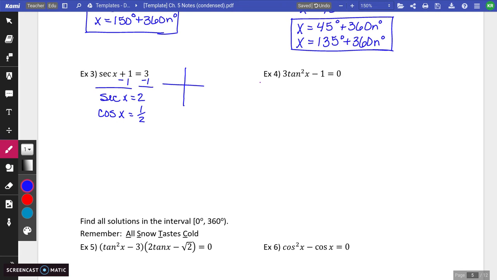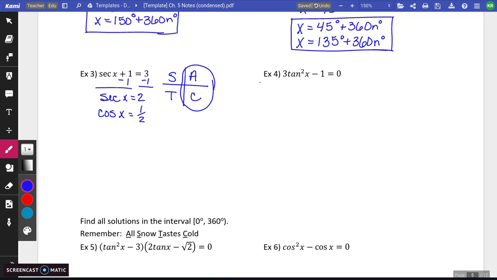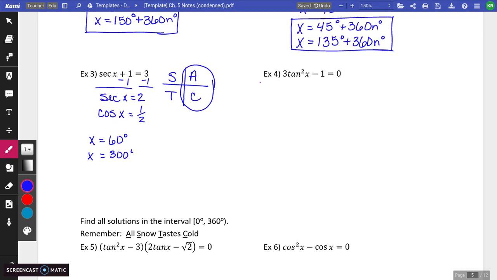So if I'm looking for cosines that are positive, then I'm looking in the first quadrant and the fourth quadrant. So I'm looking for an x value that's 1/2. That will be 60 degrees in the first quadrant, and in the fourth quadrant, it's going to be 300 degrees. Again, add 360n degrees to take care of any additional rotations and to include all possible angles.